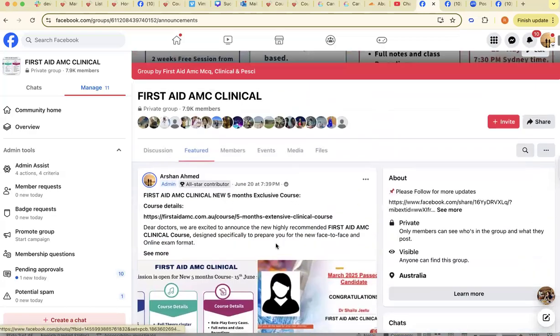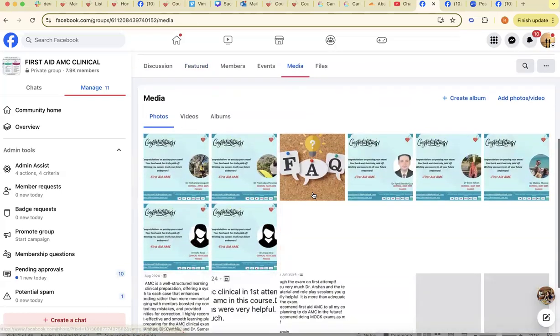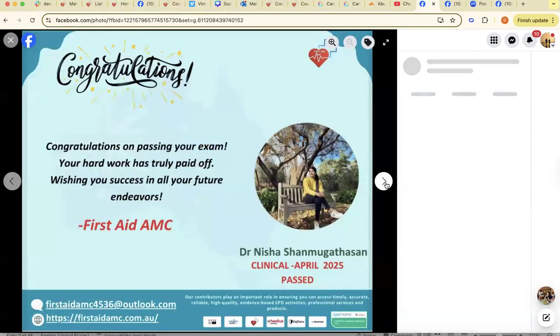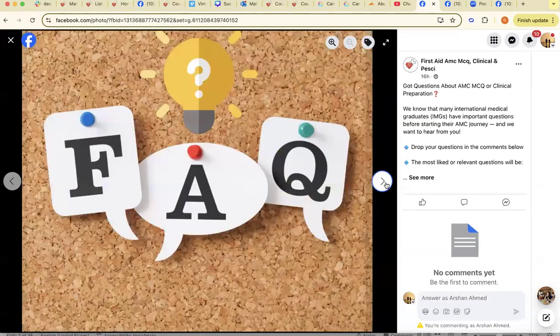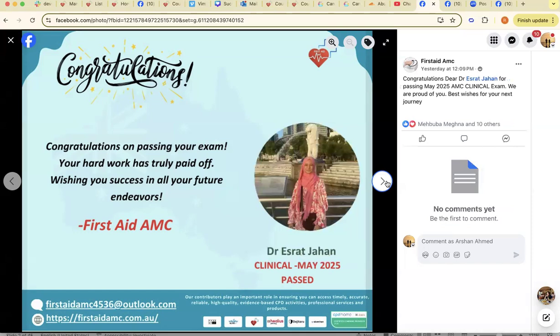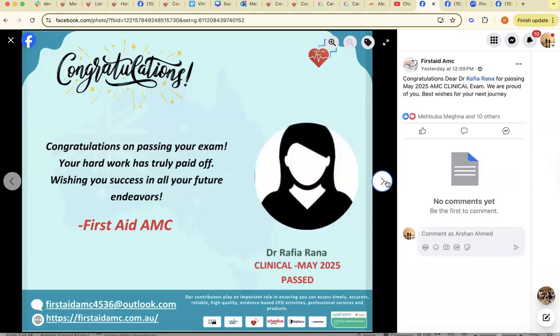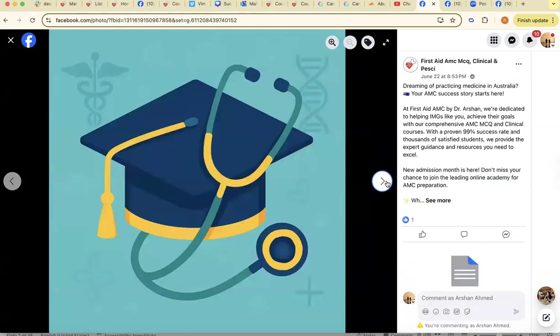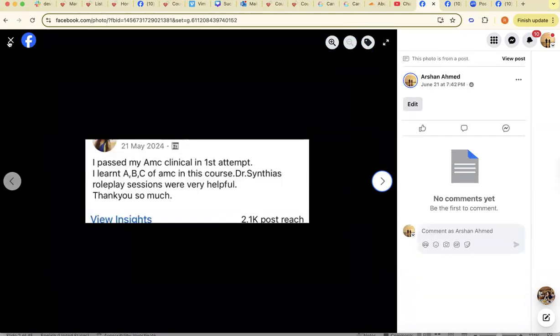And I want to show you that just in our last 2 months, these are all of our students who passed the exam. And this is a significant improvement. This is a significant result. As part of the clinical exam, especially April and May was a very difficult exam. I've seen some of the cases quite difficult, lots of new cases, and you can see that that doesn't actually stop our candidates from passing the exam. Almost most of them have passed in the first attempt. It is a very, very good result as part of First Aid AMC Clinical.